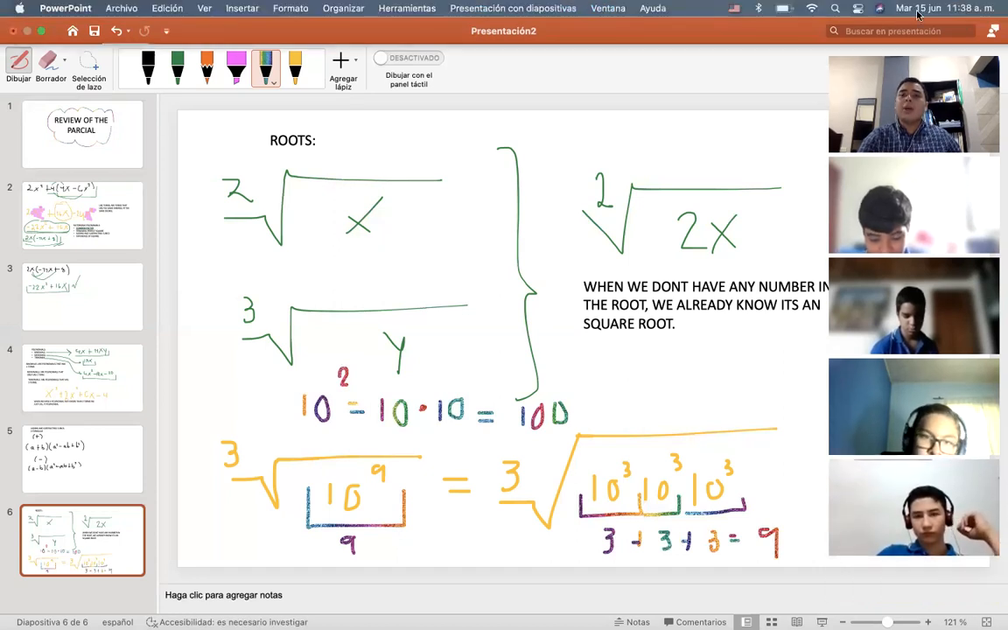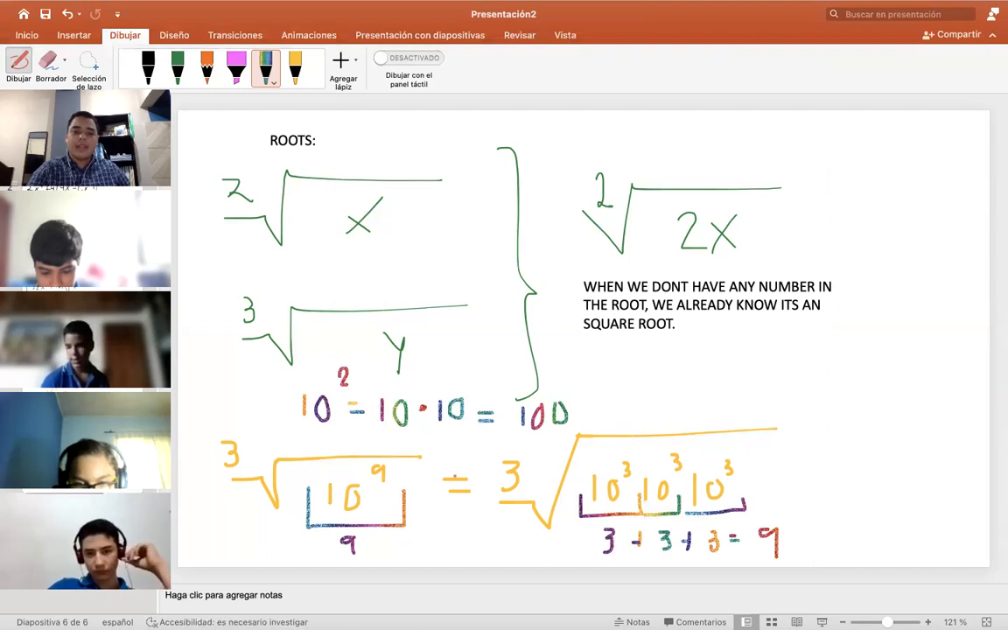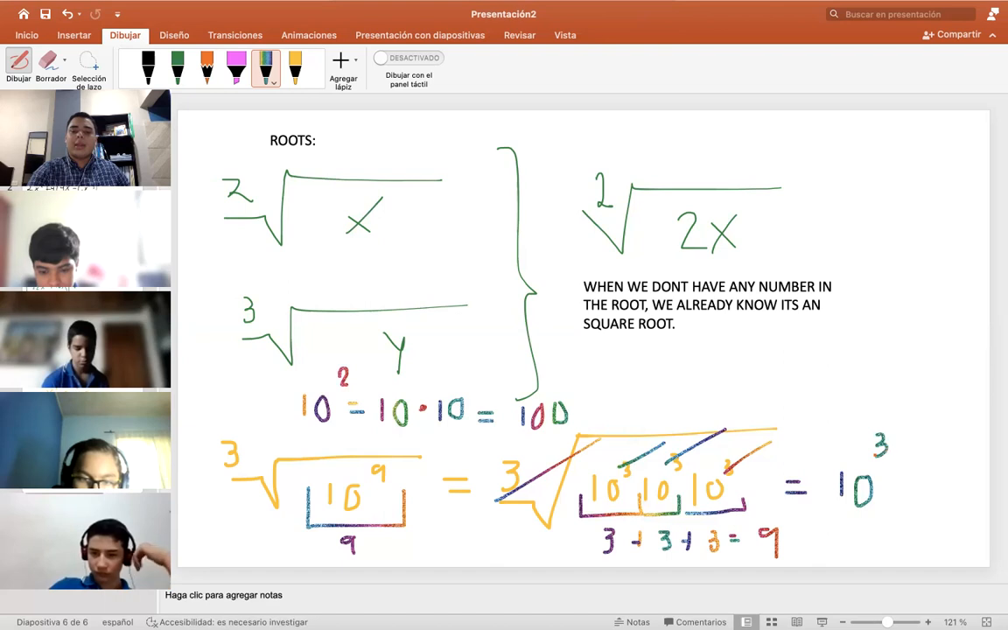And now, if I want to know which is the square root, the cubic root, sorry, of 10 elevated at 9, we remember that we can cancel this 3 with this one and with this one and with this one. And we're going to have just the 10. And how many terms do we have in here? 1, 2, and 3. So the cubic root of 10 elevated at 9 is going to be 10 cubed. Understood? Yes or no? Yes.